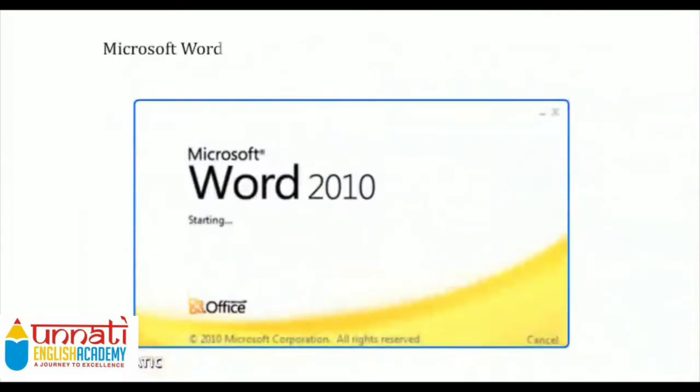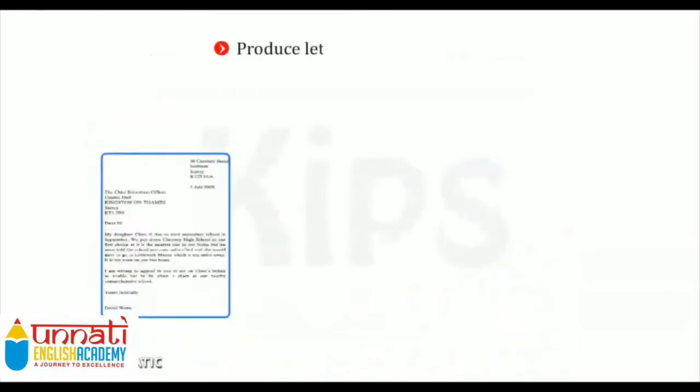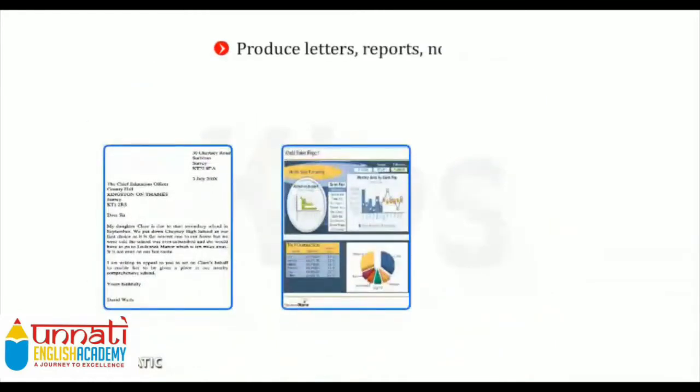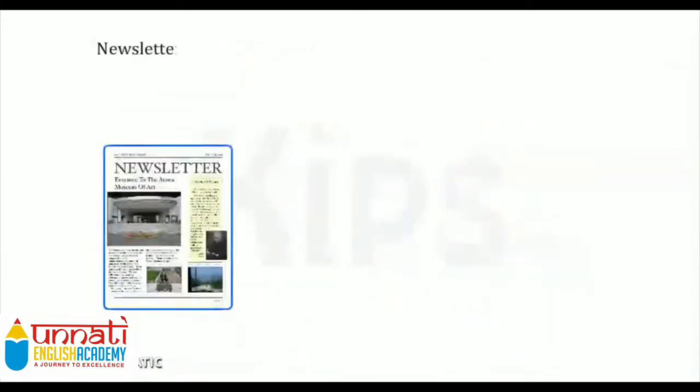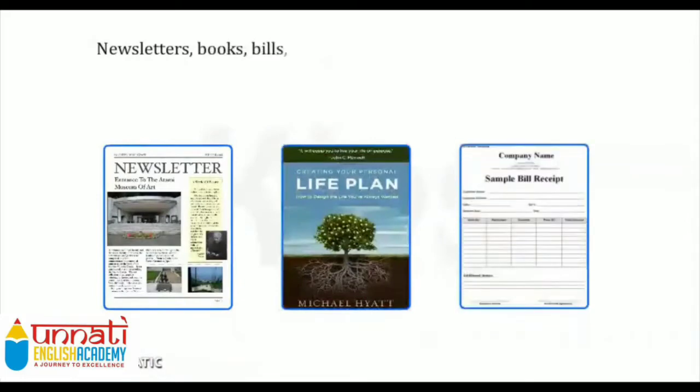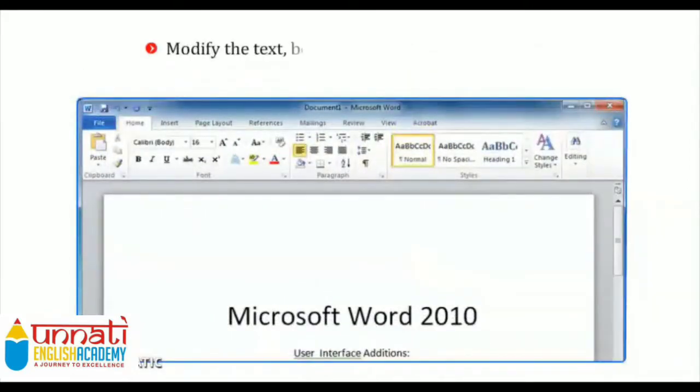Microsoft Word has the power and flexibility to do the following. So here we are going to see the advantages of Word compared to WordPad. The first flexibility is we can produce letters, reports, notices, newsletters, books, bills, etc. quickly and in a presentable manner. Now the next feature is we can modify the text both while typing and after typing.